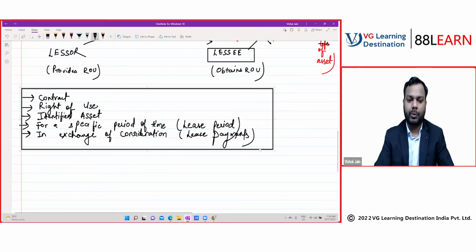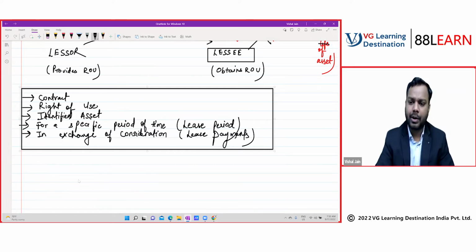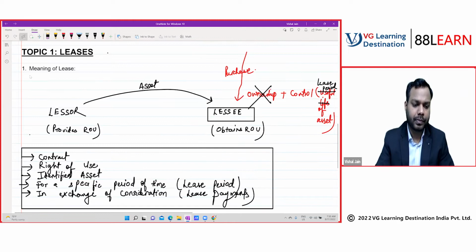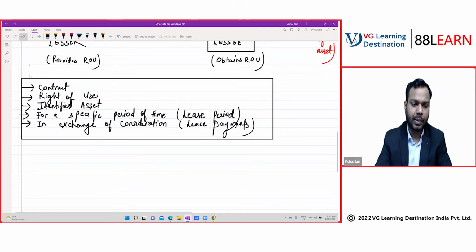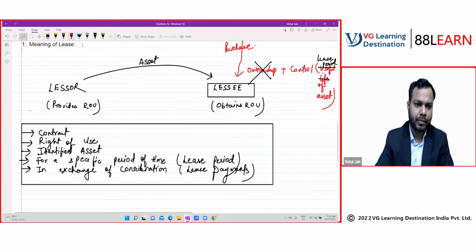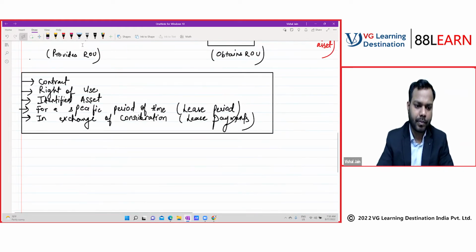Right? Now, moving on to the second topic. The second point which you must understand here is why IFRS 16.